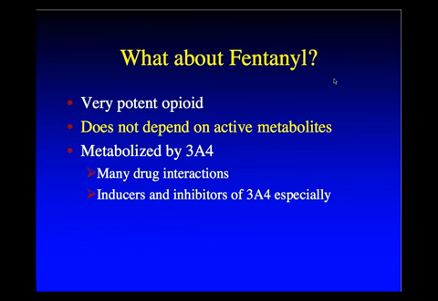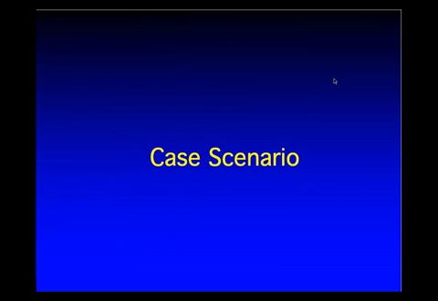What about fentanyl? Again, it's a very potent opioid. It doesn't depend on active metabolites, just like morphine and methadone. It is metabolized by 3A4. So again, lots of drug-drug interactions happen with 3A4 with inhibitors and inducers. So let's go to another case.